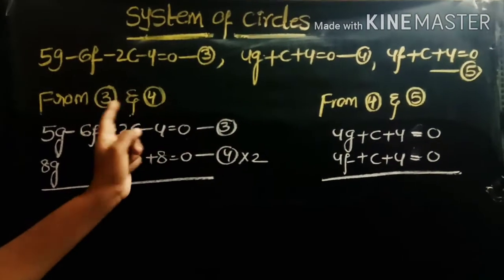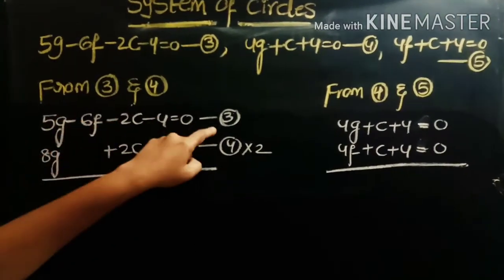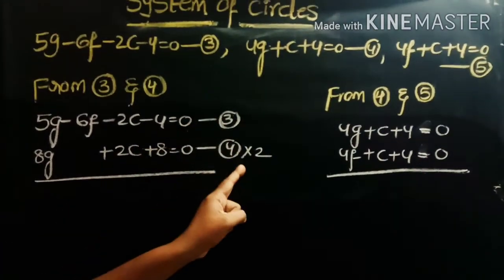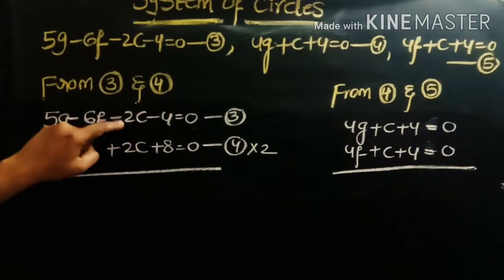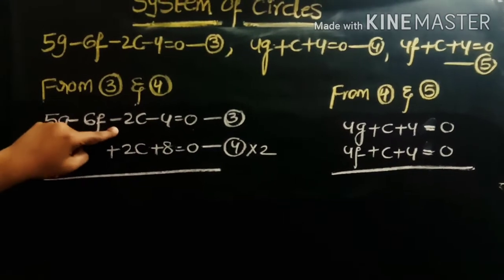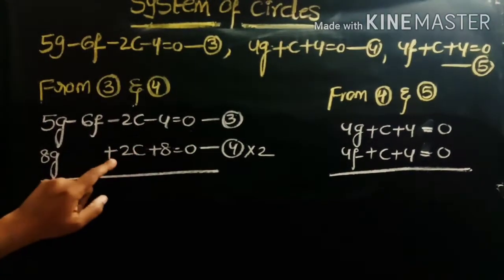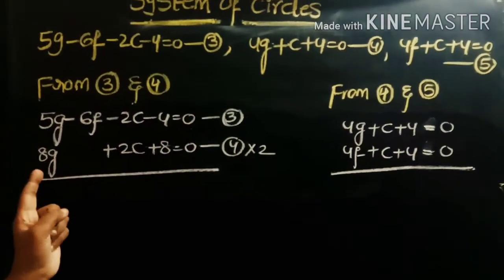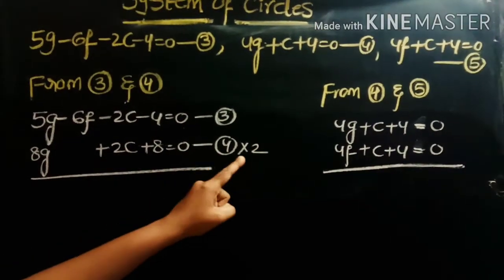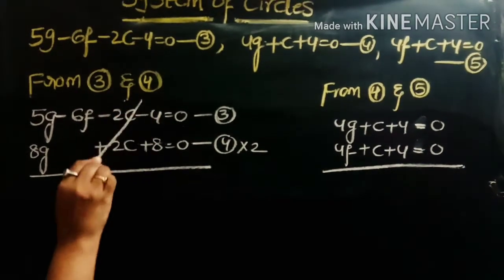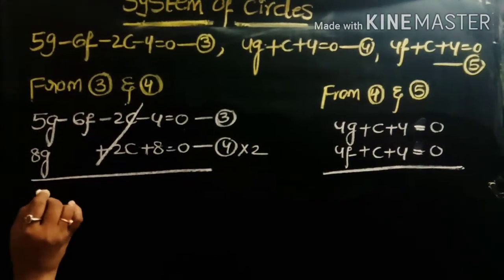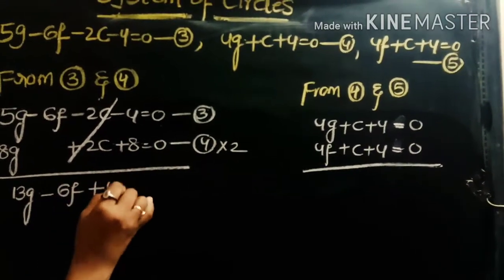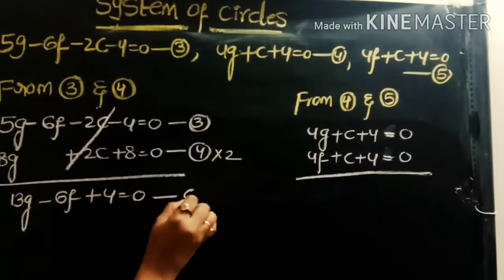First we are writing the third and fourth equations here. Here we are multiplying the fourth equation by 2 to get the 2c, since we have minus 2c in the third equation. That is 8g plus 2c plus 8 equal to 0, the fourth equation into 2. Now minus 2c plus 2c gets cancelled. Adding the remaining terms, 13g minus 6f plus 4 is equal to 0, which is taken as equation 6.